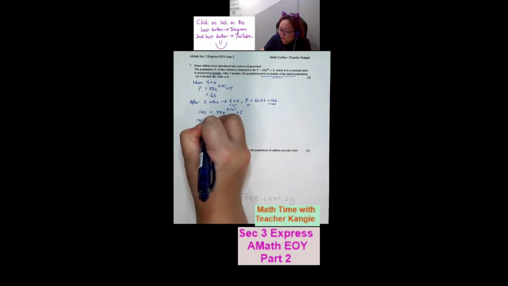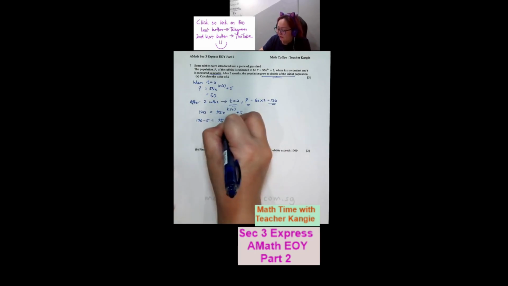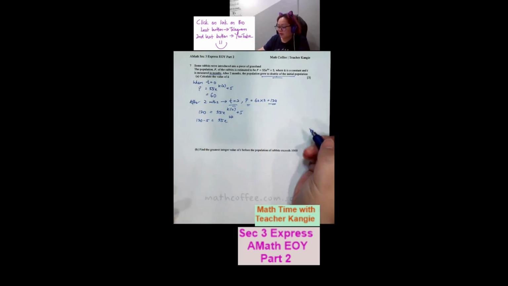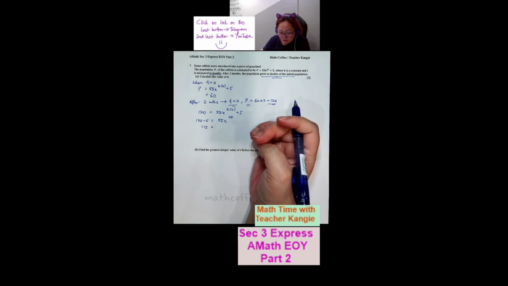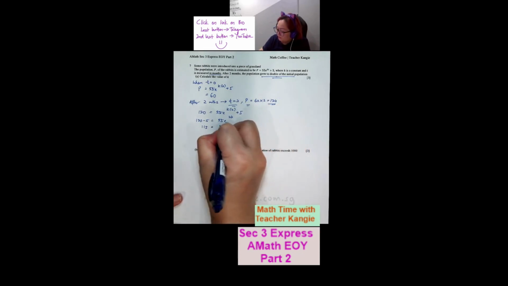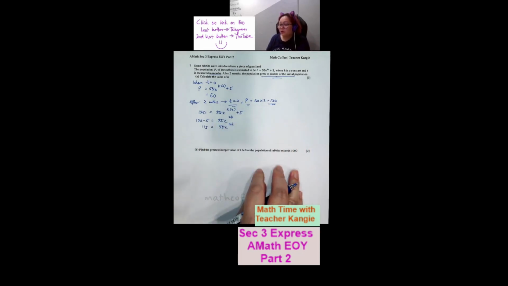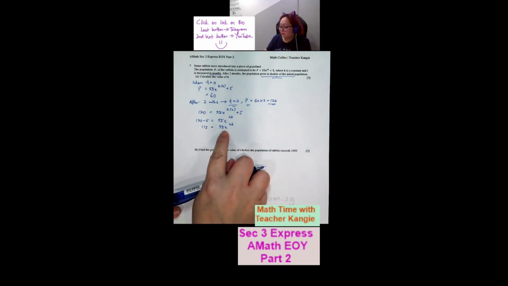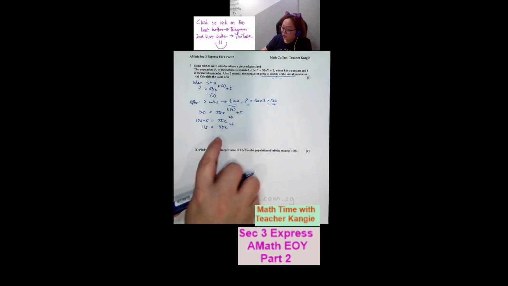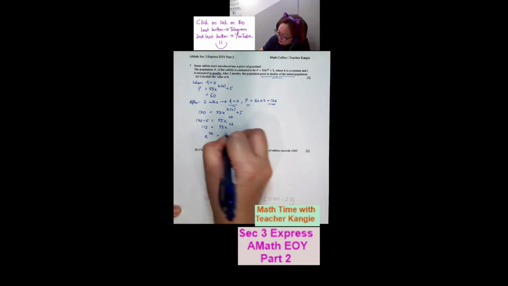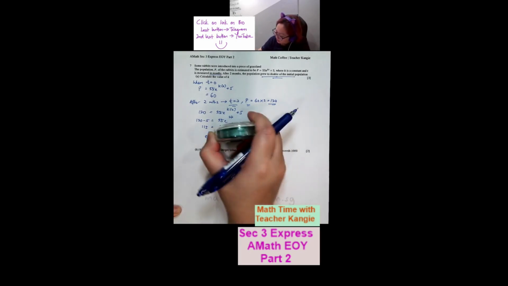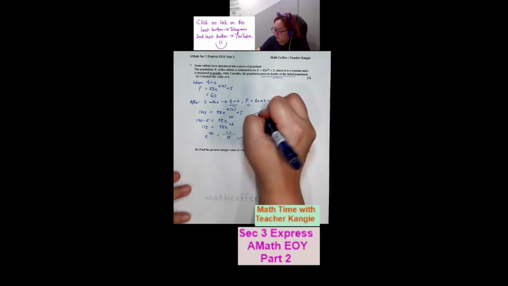So I have 120 minus 5 equals 55 e^(2k). This is 115 equals 55 e^(2k). So now take note, this is 55 multiplied. So I'm going to make e^(2k) the subject, so it's 115 over 55. Let's continue to solve.